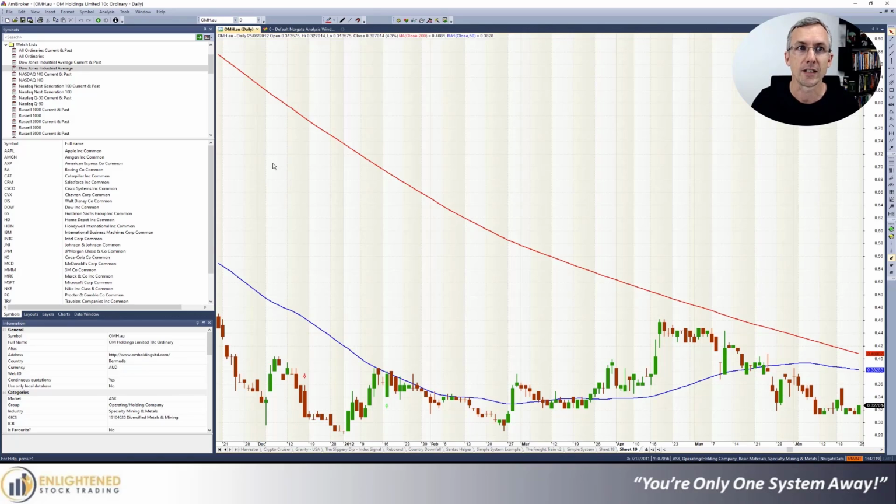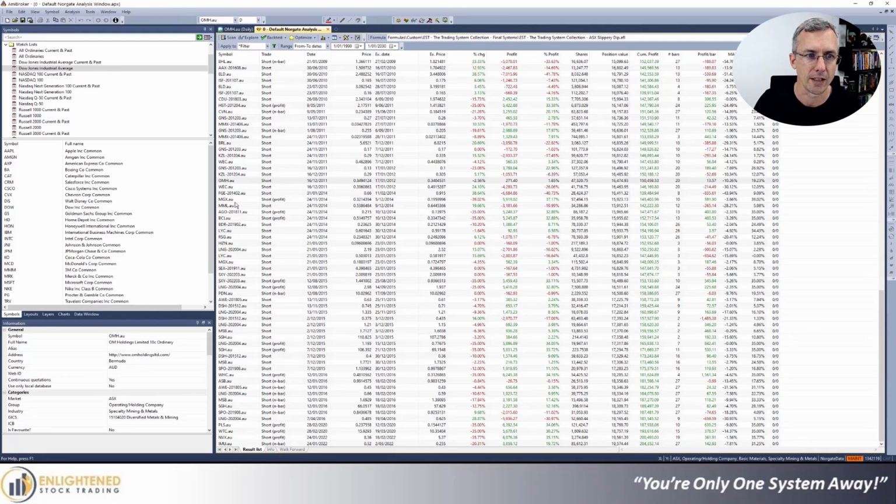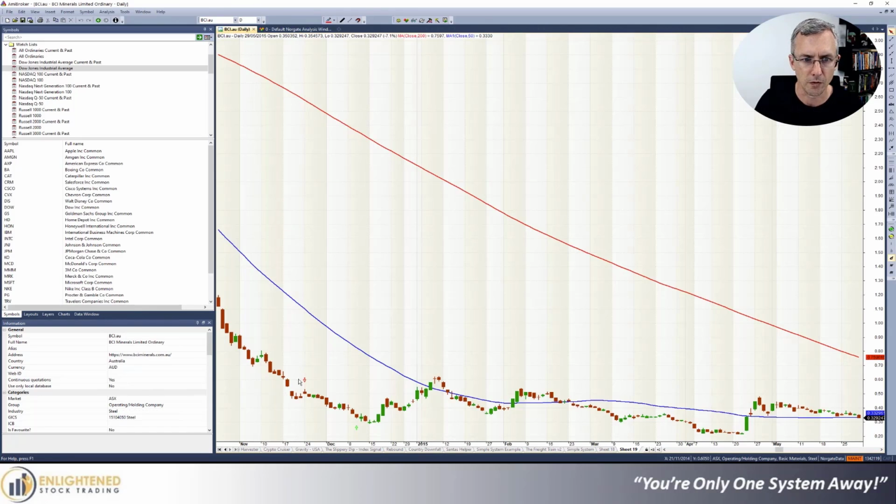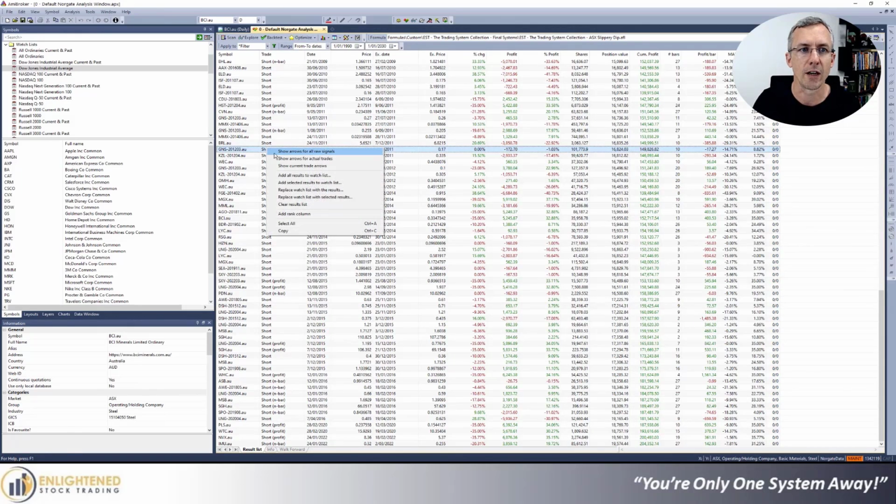Look now. It's taken us to the exact trade on this chart. And this is a short system, so it entered short here and exited short there. We can try this with another trade. Let's look at BCI. We right click here, show current trade arrows. And look, it's moved the chart and it's taken us to the short entry here, and the short position was covered there.